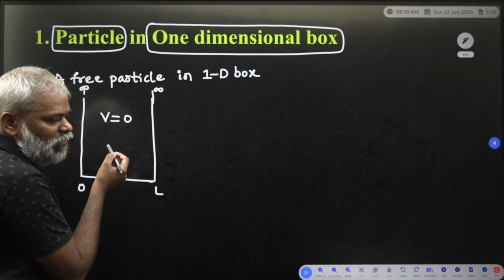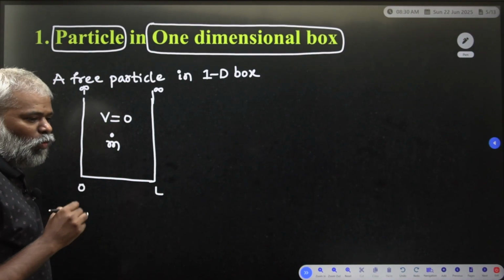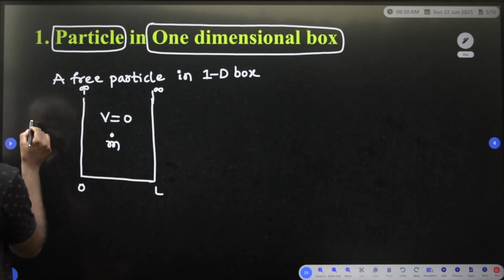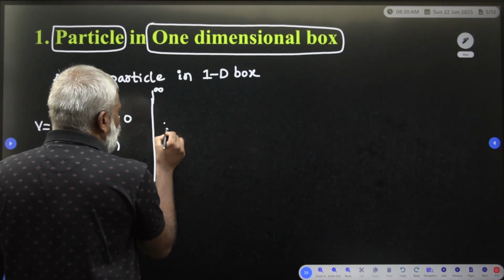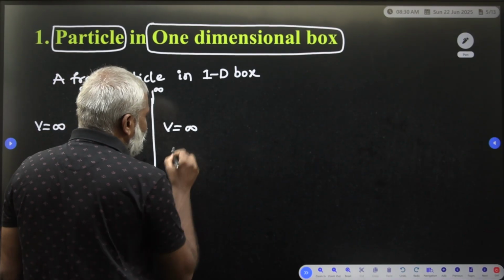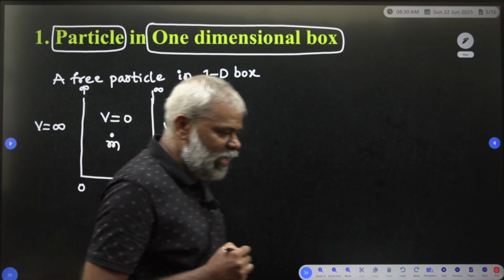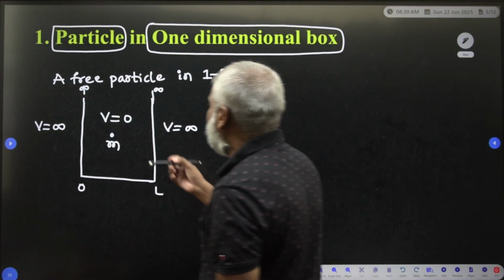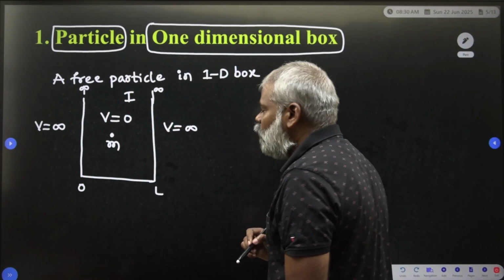Therefore, the particle mass is equal to m, and one particle is existing there. Here you have to write the potential V is equal to infinite. Here also you have to take the potential V is equal to infinite. The region you are going to take is only one region, that is region 1.